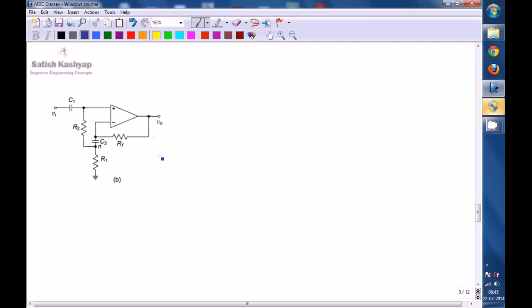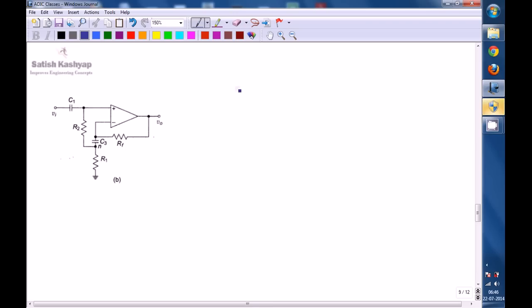Okay, the input signal is applied as it is, the output of the high pass filter is applied as input to the non-inverting input, and R2 is not connected to ground, it is connected to the node where C3 and R1 are joined. This C3 is connected extra. Now we will see how the input impedance of this circuit is improved.